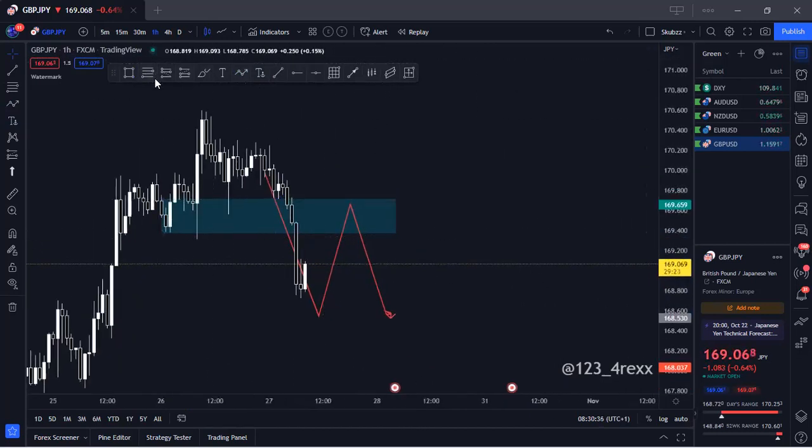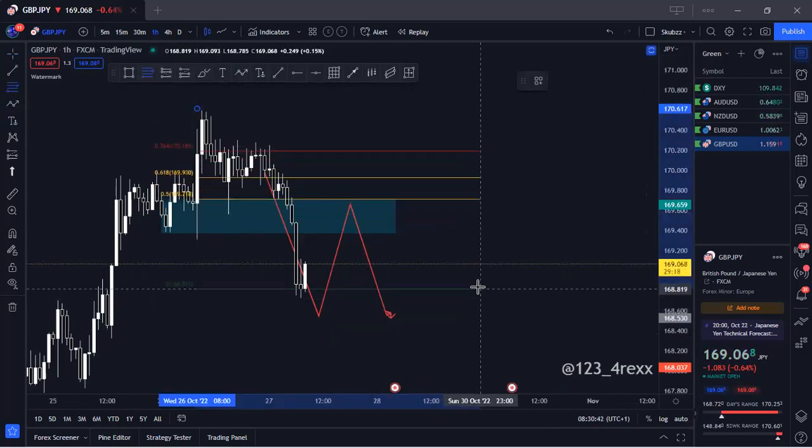Let me drop Fibonacci and see. But that area is too high. Yeah, it's too high.